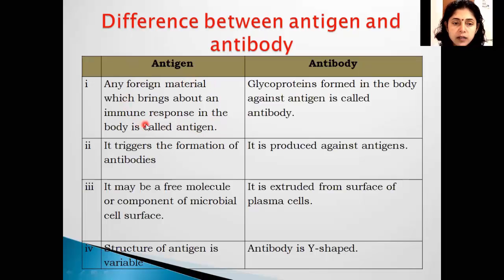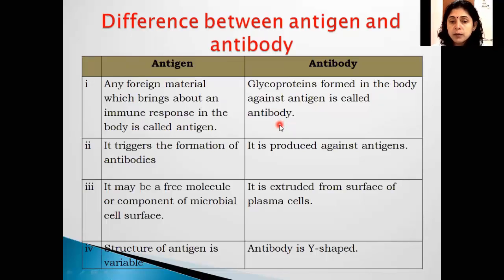This is the proper definition: any foreign particle that enters the body is called an antigen. So this is the simple definition. In the first point you can write it. Then, antibodies are what? Glycoproteins. These are the glycoproteins formed in the body against the antigen, and they are called antibodies.